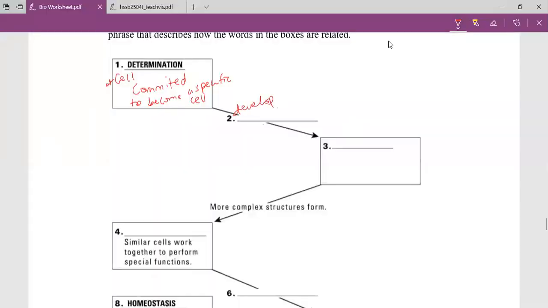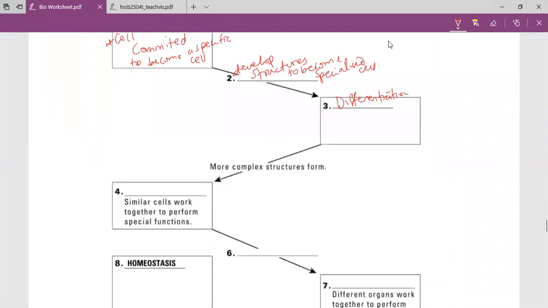Develop structures to become specialized. This is differentiation. Similar cells work together to perform a specific function. This is tissue.